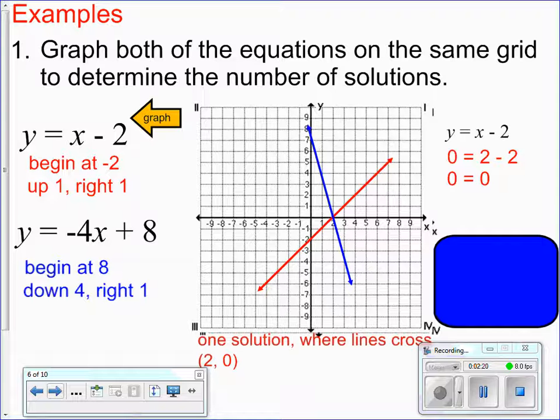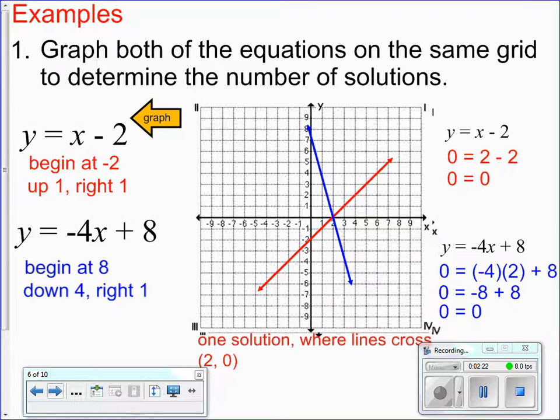But it has to work in both. So the second one, y equals -4x plus 8, I substitute 0 for y and 2 for x. I get -4 times 2 plus 8, which means -8 plus 8, so 0 equals 0. So yes, that is also a solution.